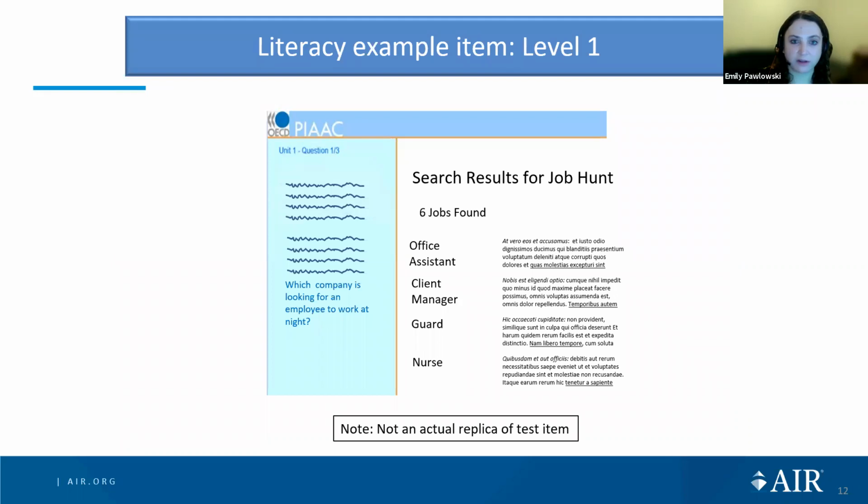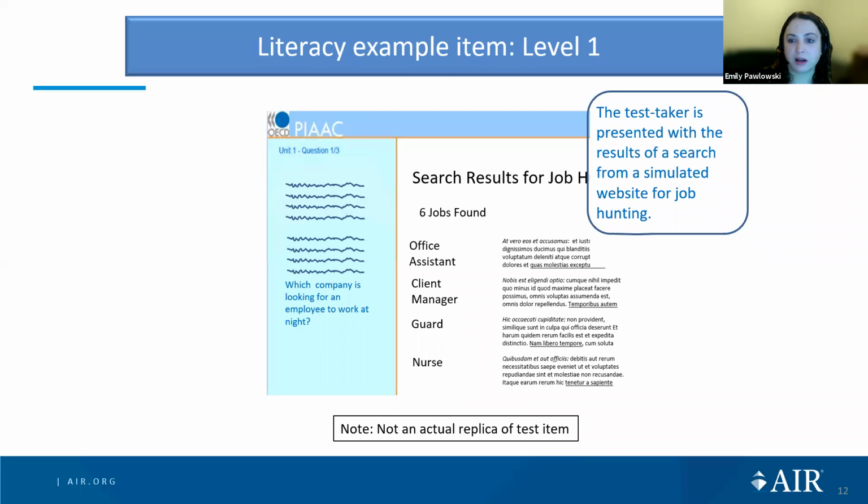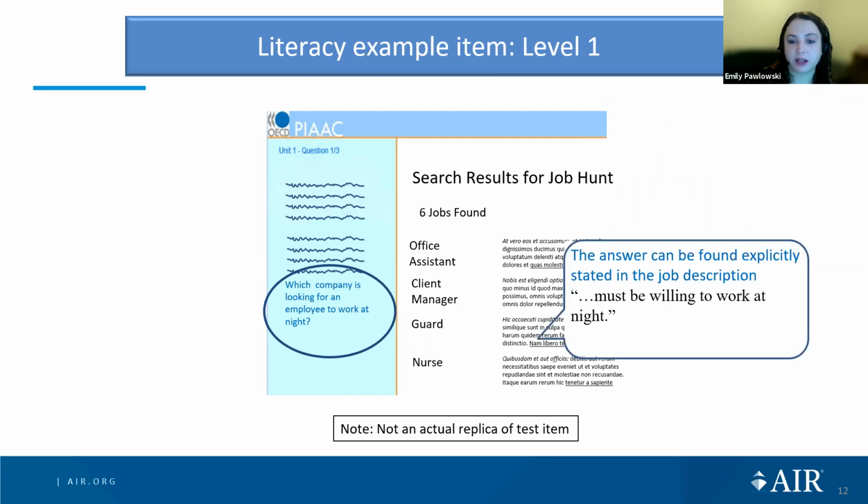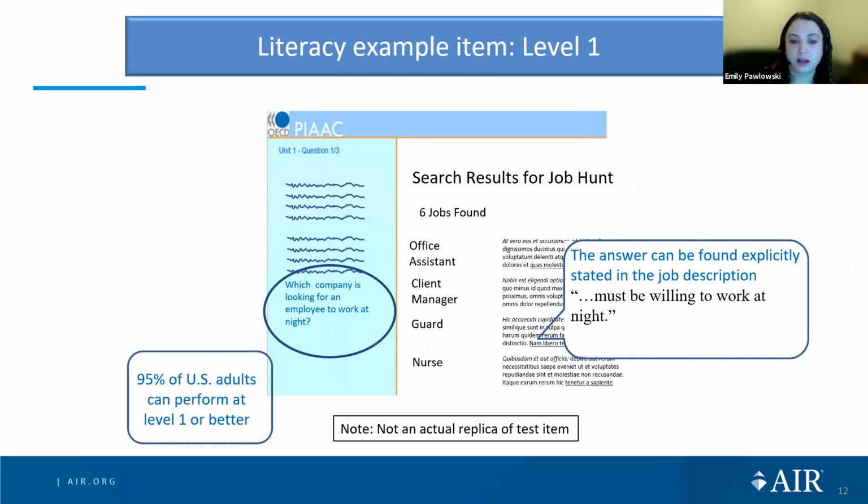So this is an example of a literacy item. This is search results for a job hunt. The test takers are presented with these results from a simulated website. They're asked to identify a job that meets specific criteria: which company is looking for an employee to work at night? And the answer is explicitly stated in the stimuli, and around 95% of US adults can perform at level 1 or better. So this is a level 1 item that those types of adults would be able to complete successfully.